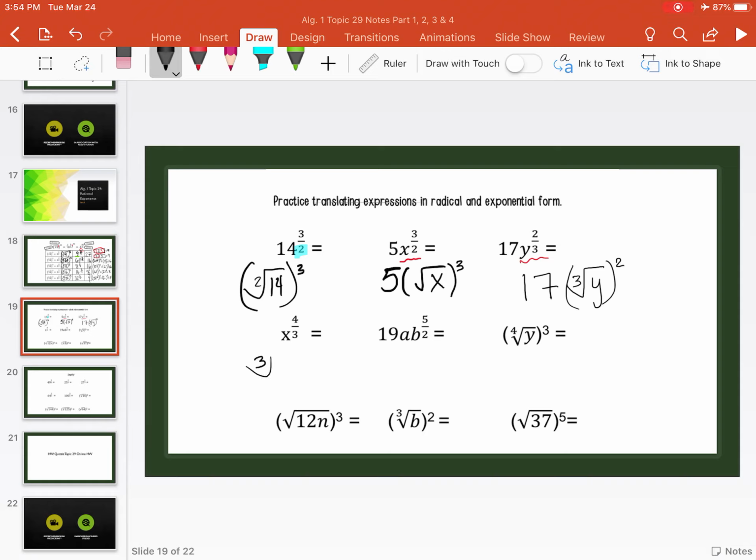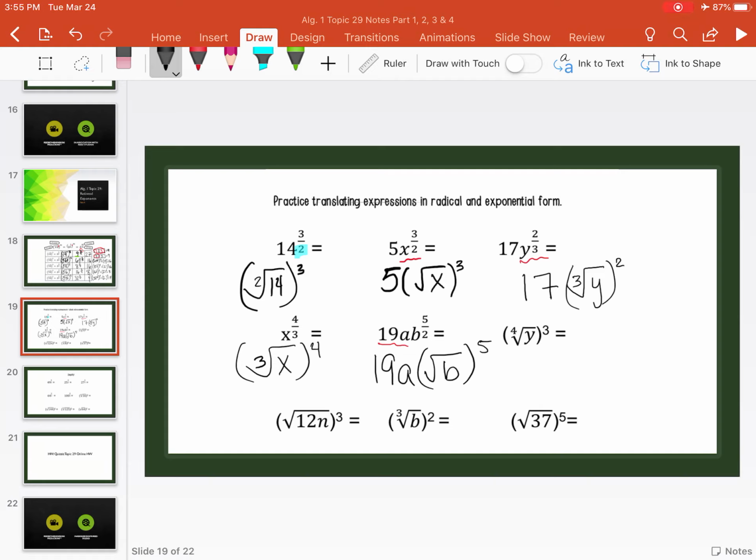Next example, x to the 4/3 power. So this is the same thing as the third root of x raised to the 4th power. 19ab to the 5 halves. This 19a is not attached to an exponent other than 1, so we're going to leave it outside. And the b, that's really the square root of b raised to the 5th power.